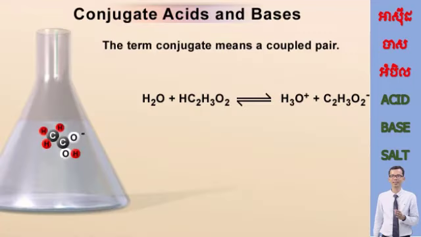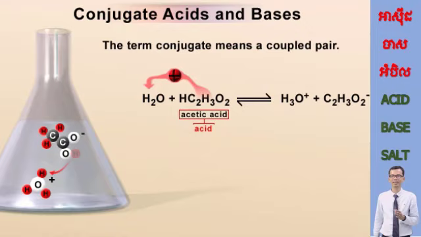The equation on your screen shows the reversible reaction of acetic acid and water. As the reaction proceeds from left to right, acetic acid ionizes and transfers a hydrogen ion to water, creating the products, a hydronium ion and an acetate ion. Because acetic acid donates a proton, by the Bronsted-Lowry definition, it acts as an acid. By accepting a proton, water acts as a Bronsted-Lowry base.